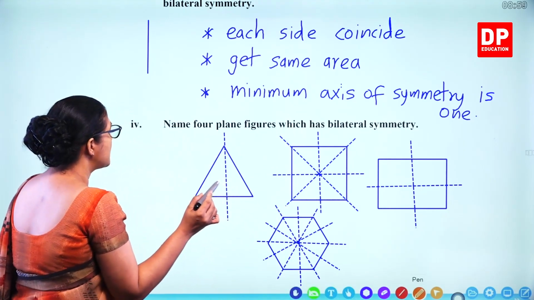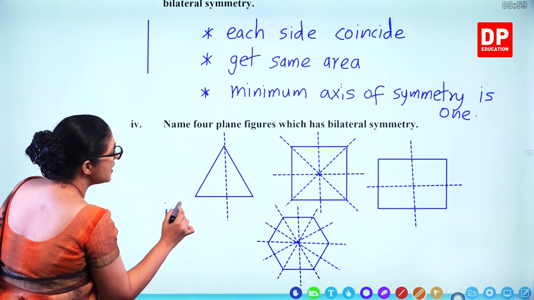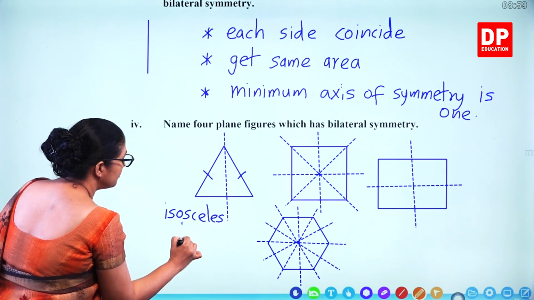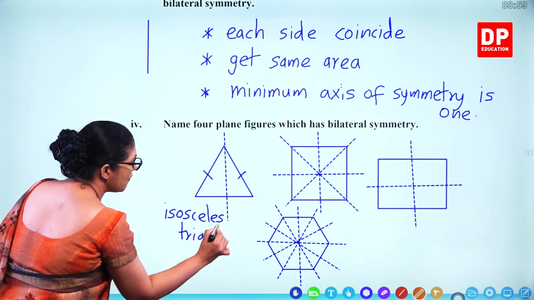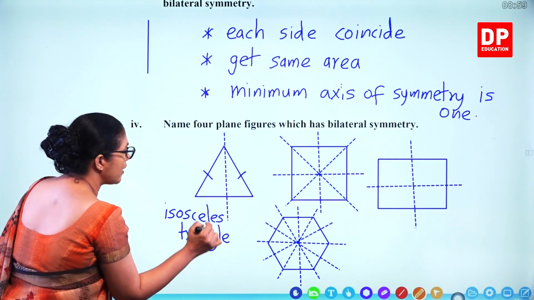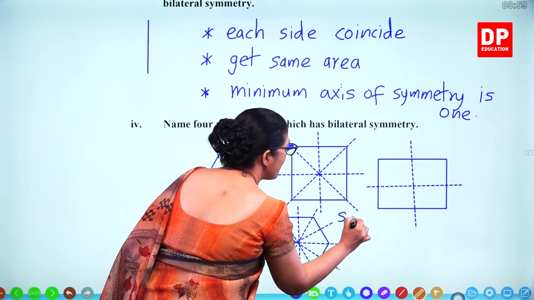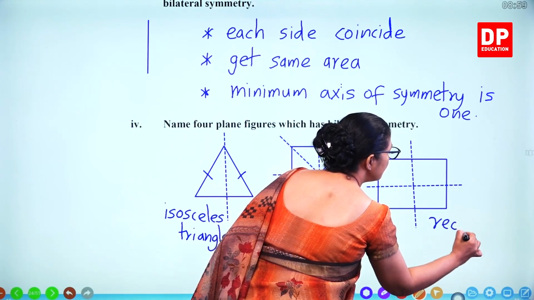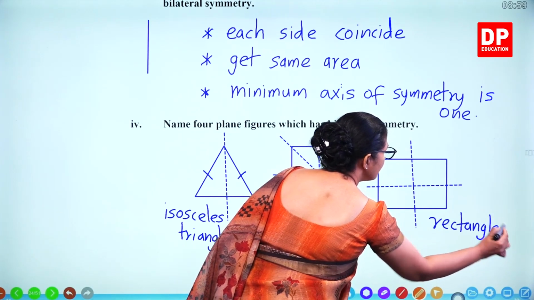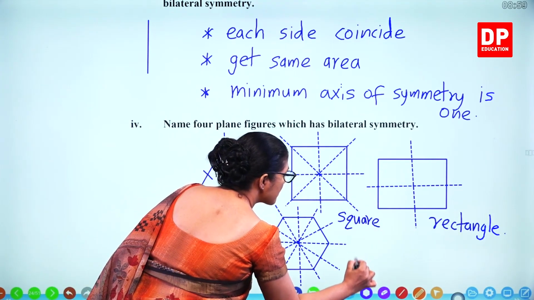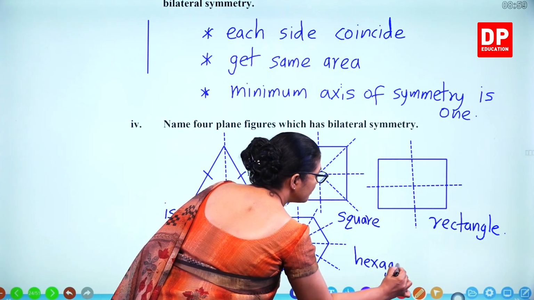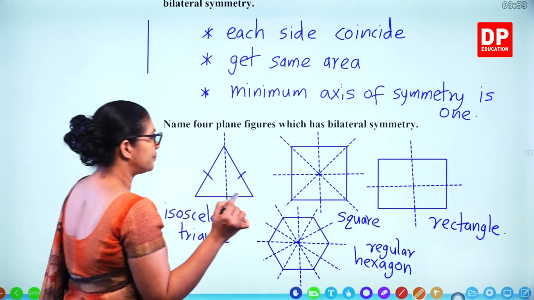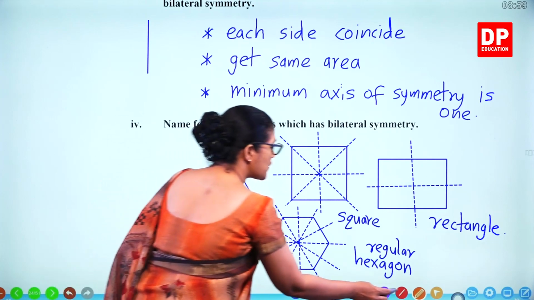So we'll write down the names. Isosceles triangle. You can draw an equilateral triangle, whatever shape you like. Then here I did a square, and here a rectangle. And this is a regular hexagon, all sides are equal. So those are 4 shapes.